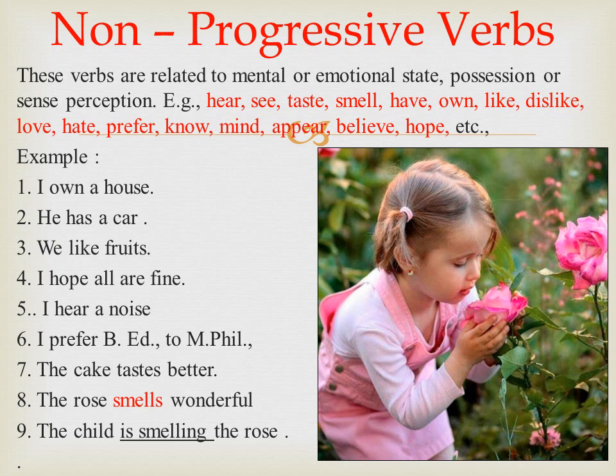Look at the picture. What's the child doing? The child is smelling the rose right now. So if the action is in progress, use present continuous tense. If it is a fact or mental state or possession or perception, use simple present tense. I hope you have understood progressive and non-progressive verbs.